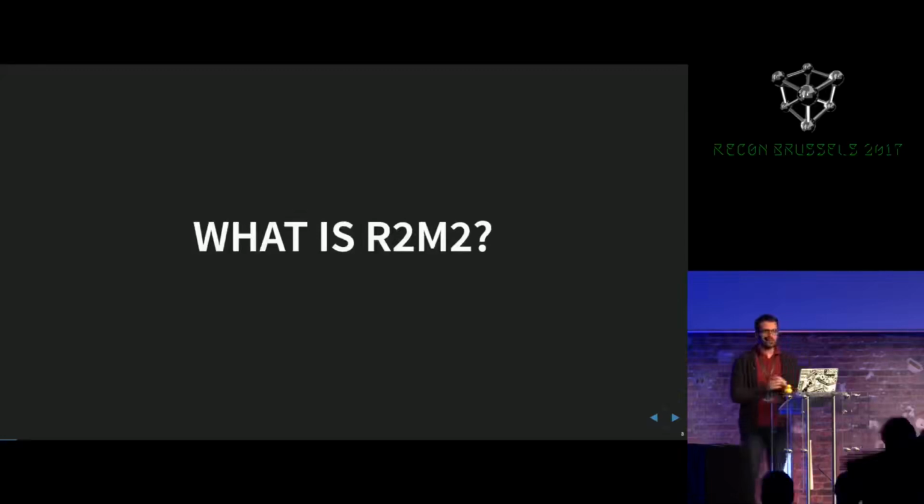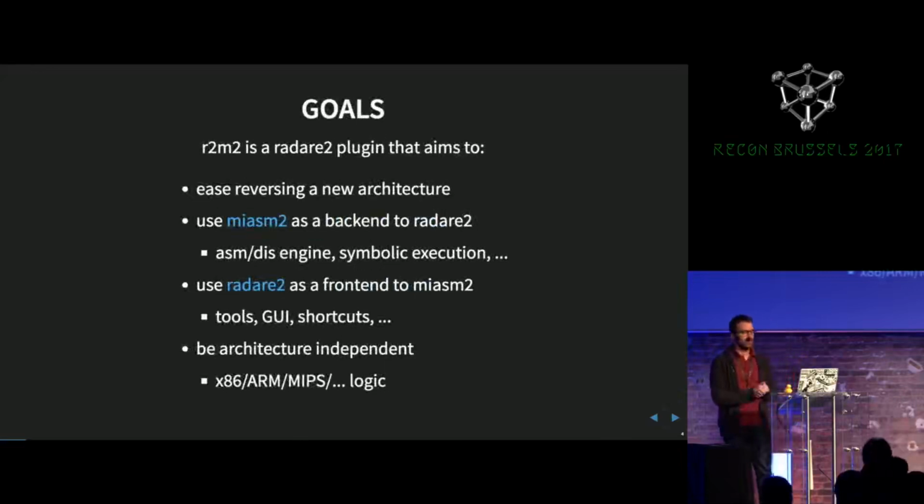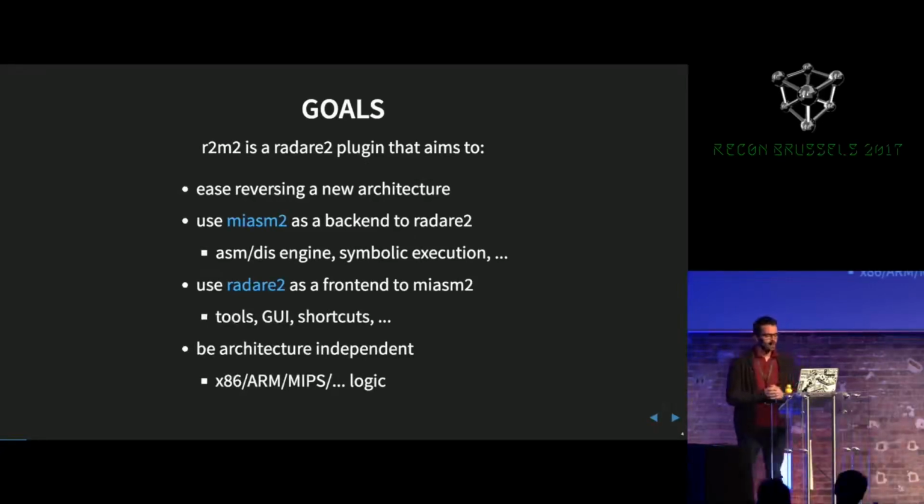So this talk will be about r2m2, which is a plugin for radare. If you don't know radare, that's an open source reverse engineering tool with a nice command line interface. And Miasm, that's a Python framework. I will give you an example about Miasm later on. So the goal of r2m2 is to ease reversing a new architecture by using Miasm as an assembly and disassembly engine, and also using the symbolic execution feature of Miasm.